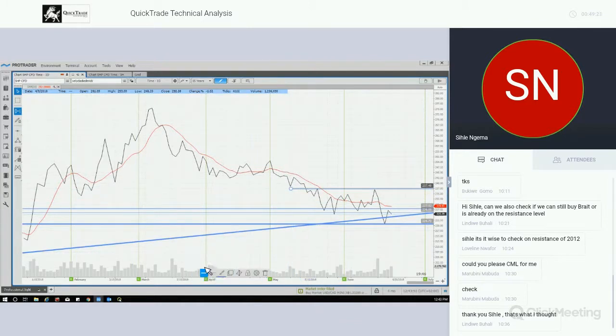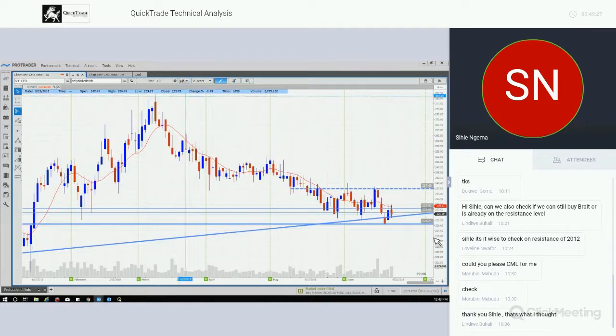Let me make it bigger and have it as a dotted line. Okay, that area there at the top, that's where I think we have our resistance on Shoprite. 220, 225. If you're a brave guy, you can actually use that as your buy zone. Shoprite, I think it's looking good.